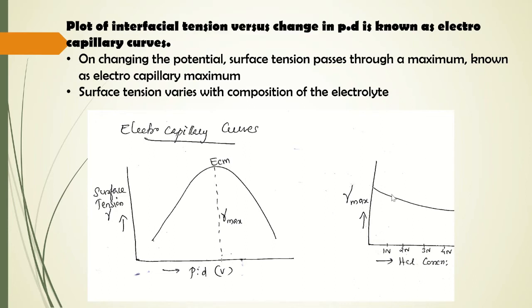From this graph, you can see that the surface tension gamma will be changing with the concentration change. That is, you can measure the gamma max for a series of solutions with different concentrations. So as the solution is diluted, the maximum of surface tension rises.